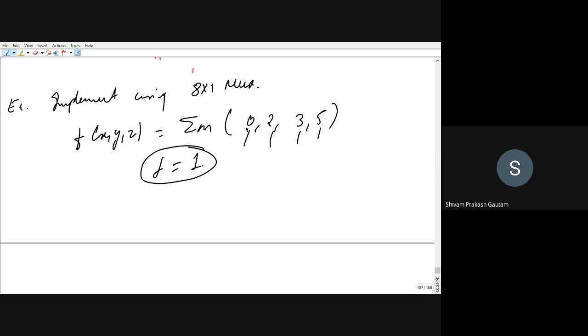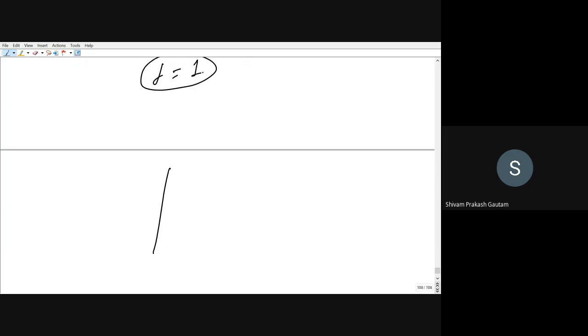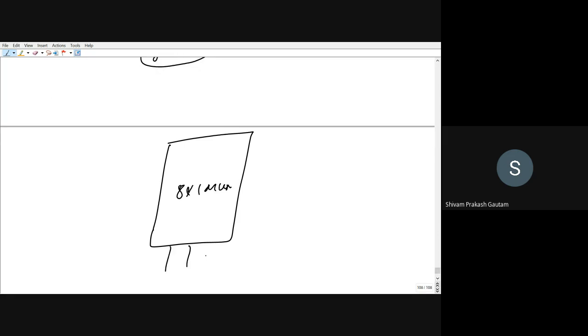So this again becomes very simple. What you have to do is implement an 8x1 mux. You are having 3 inputs, X, Y, Z. 8 inputs.